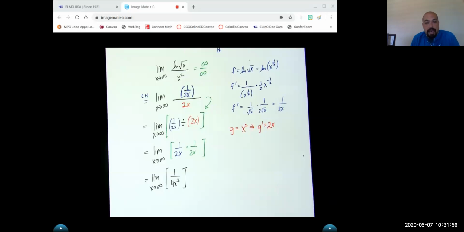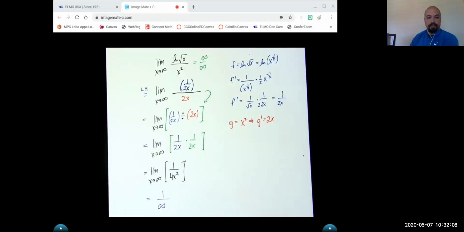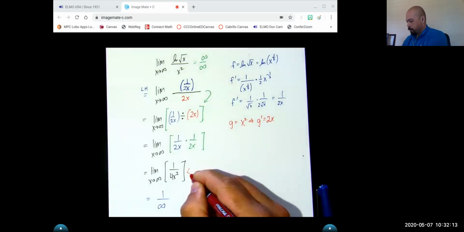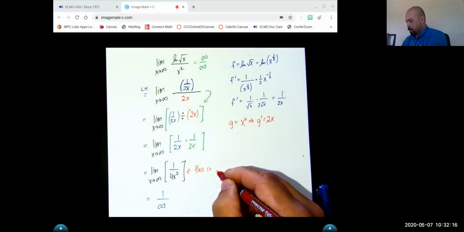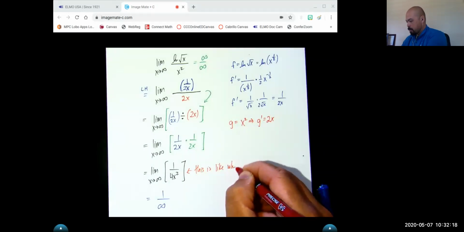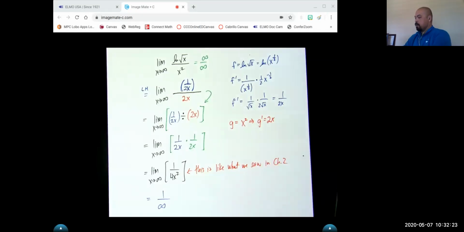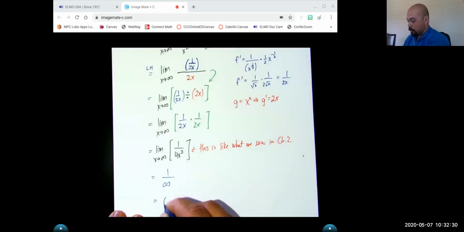And so now looking at this case, as I let x go to infinity, the 1 is going to be the same. But as I let x get bigger and bigger, that denominator goes to infinity. So this is similar to what we saw in chapter 2: a constant 1 over this variable term. As that denominator gets bigger and bigger, that constant over infinity is just going to go to 0.